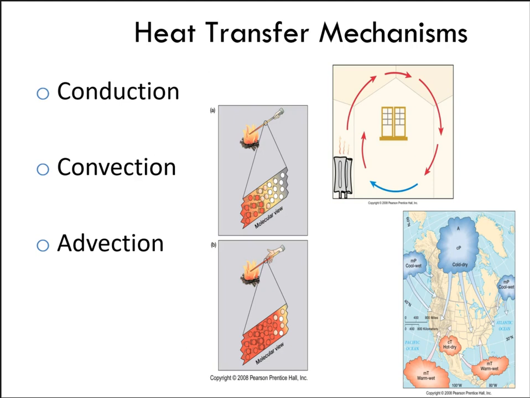Advection is the transfer of heat in the horizontal, so a north, south, east, west kind of direction. In meteorology, the wind transports heat by advection. I've included three illustrations here, which you should be able to identify as either conduction, convection, or advection, and why it is so.